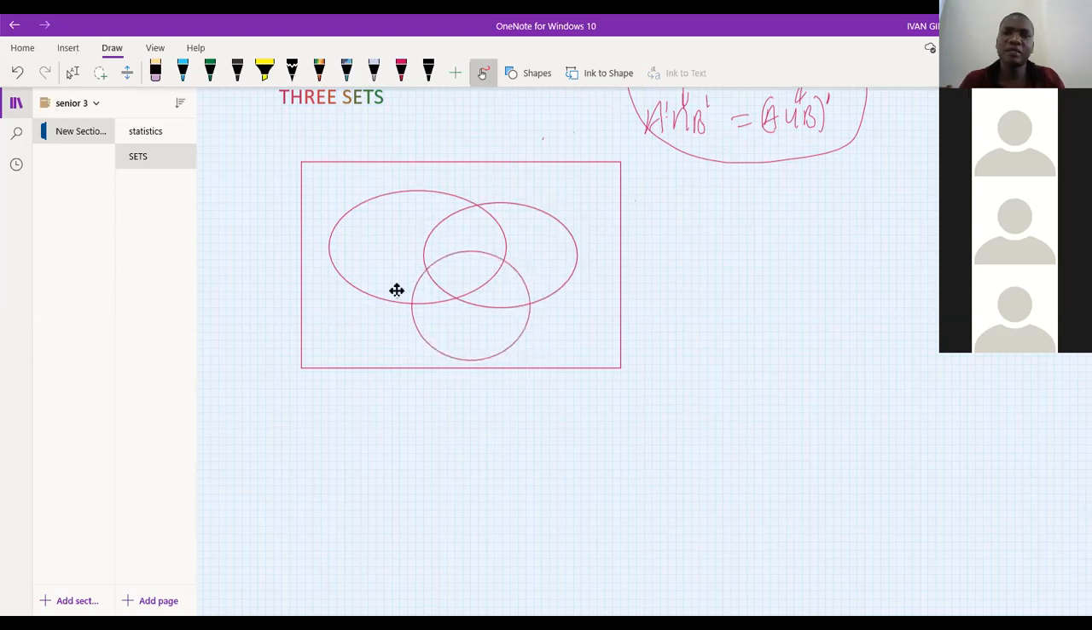Okay, let's just have something like that. As long as the three sets are intersecting, that's what we want. So the universal set will be here. This is our universal set. Let's say we're dealing with set A, set B, and set C. That's what we're dealing with.